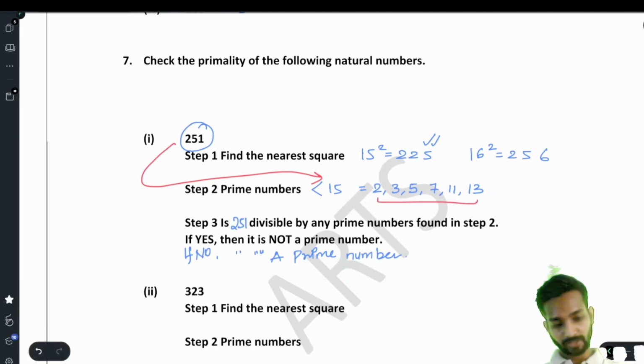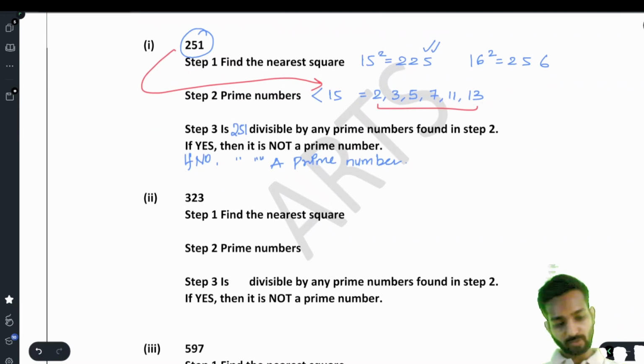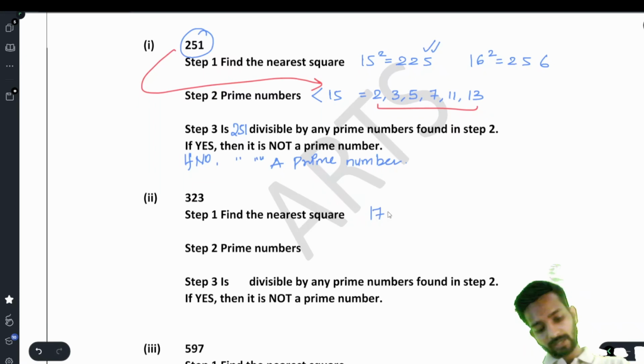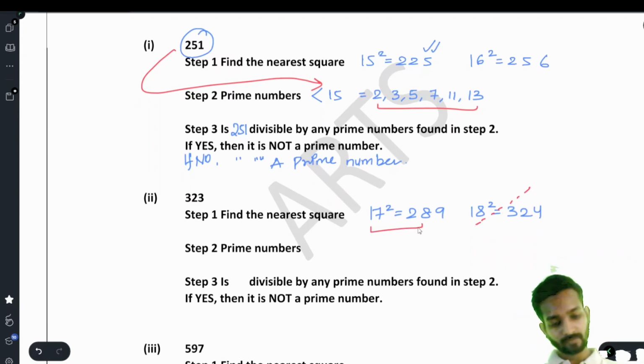Now moving to the next question, 323. Again the same thing, we have to find the nearest square. What is the nearest square we can have? 17 square is 289 and 18 square we have is 324. So we cannot consider 18 square, we have to consider 17 square only, which is 289.